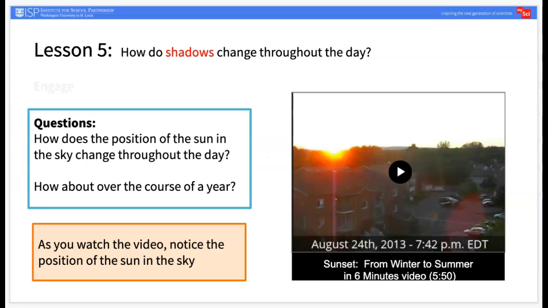In the Engage portion of this lesson, students will discuss their initial ideas about how the position of the sun in the sky changes over the course of a day and the year. Students will then observe a video of sunset over time, noting the position of the sun in the sky.